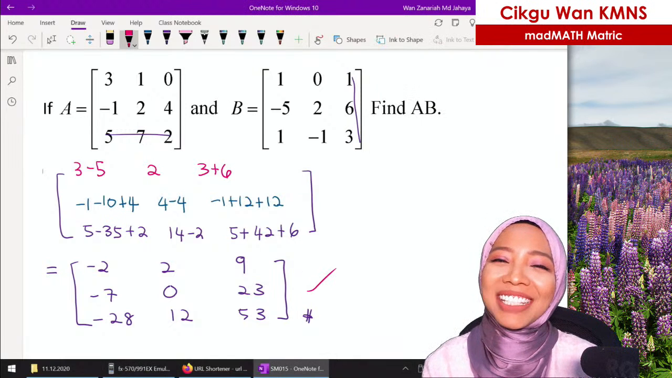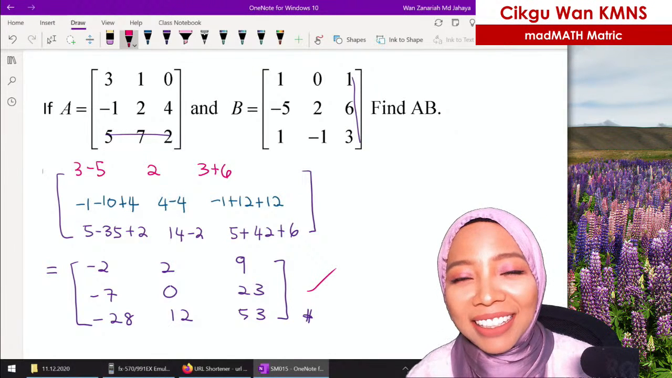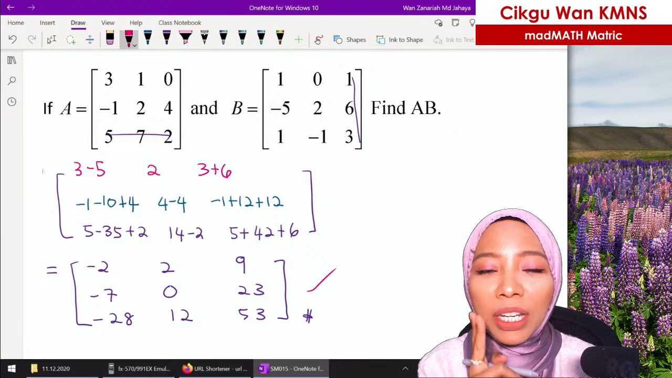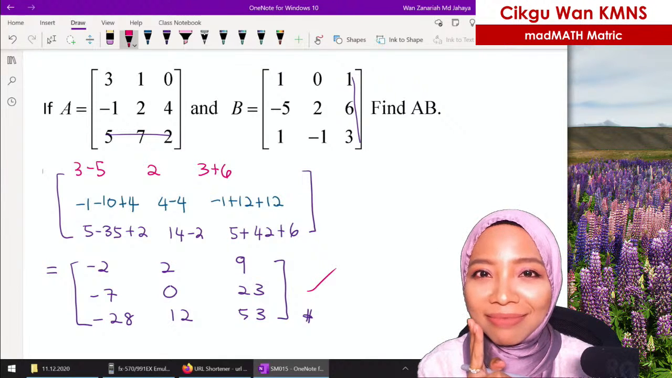jawab soalan seterusnya. Okay, faham ke tidak dua soalan ini? Semua orang boleh dah guna kalkulator? Darab matrices?